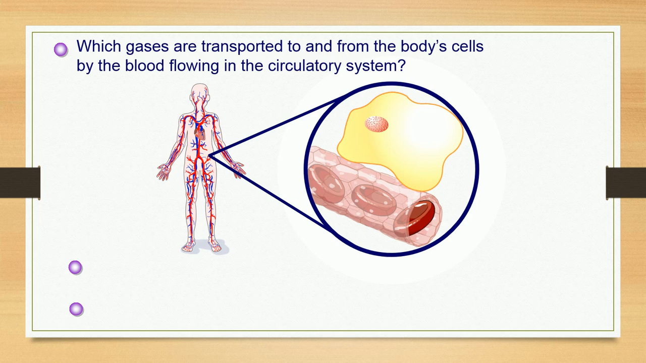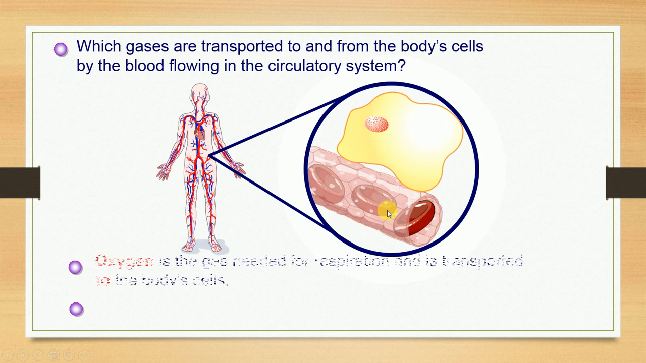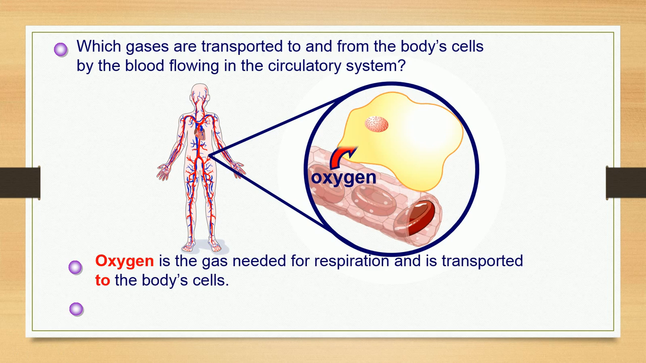Here I have given you an example in this animation. You can see this is the cell and this is the blood vessel. Oxygen will be absorbed from the blood vessel into the cell, where it is needed for respiration. And how is it transported here? By the blood, the circulatory system. Then in the cell, respiration will happen, so a waste product will be produced.